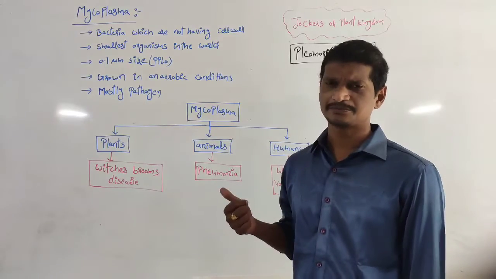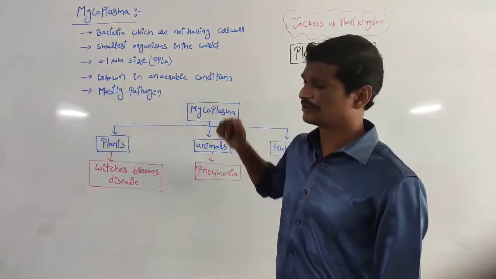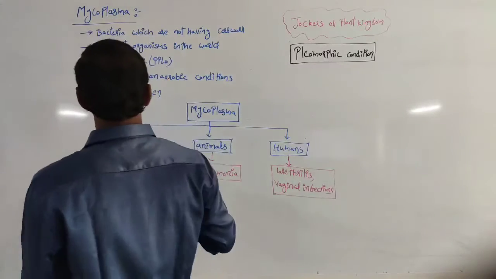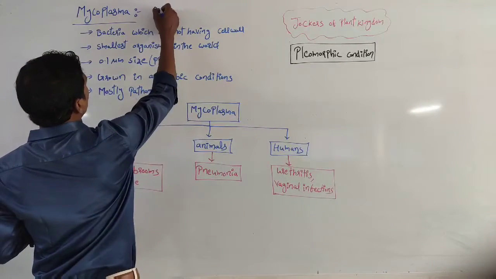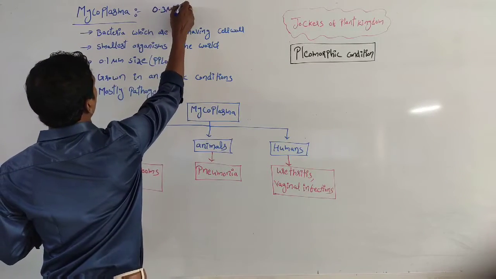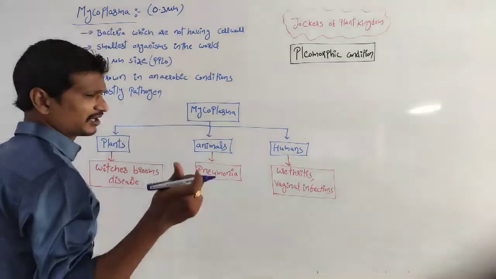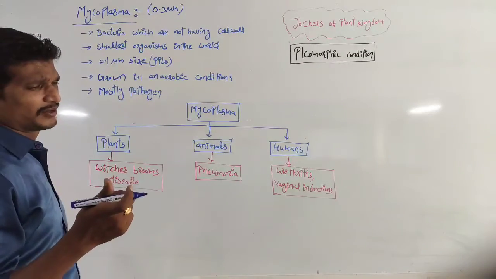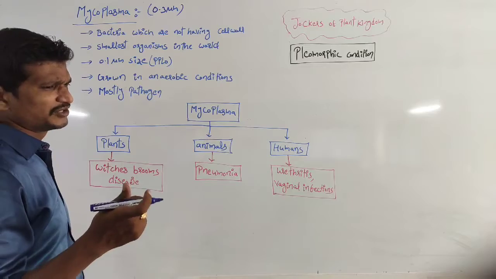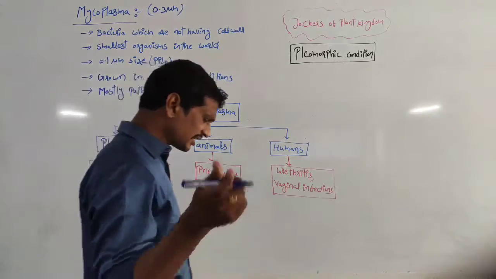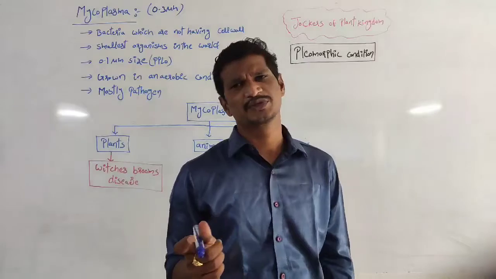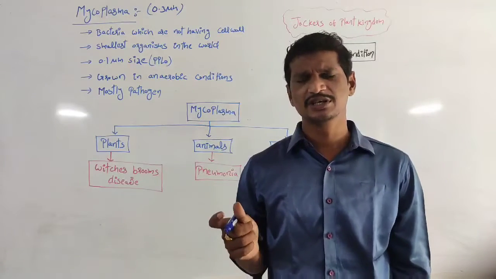I will explain. Coming to the next point, these are the smallest organisms. The size of mycoplasma is 0.3 micrometers, which I mentioned in the table in the cell biology concept. Remember, these are the smallest living organisms in the world.